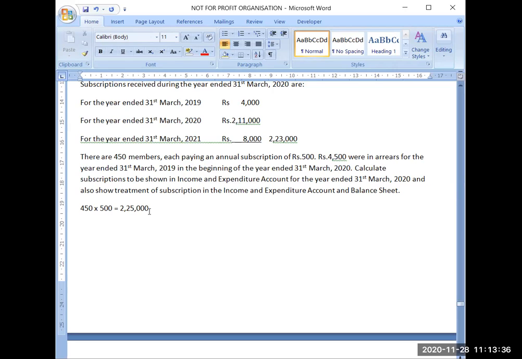Because this is the total amount of income for the current year. Whether you have received out of this amount some amount last year, you have not received some amount in the current year, but you have received till now only 2,11,000 for the current year. So what is the amount outstanding for the current year then? Yes, 14,000 will be the outstanding subscription.